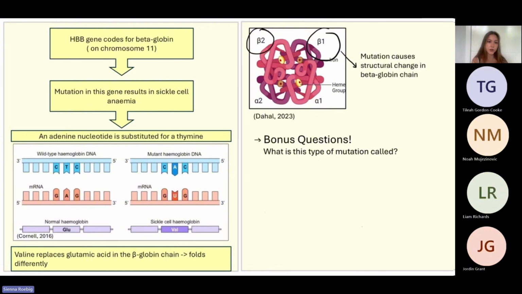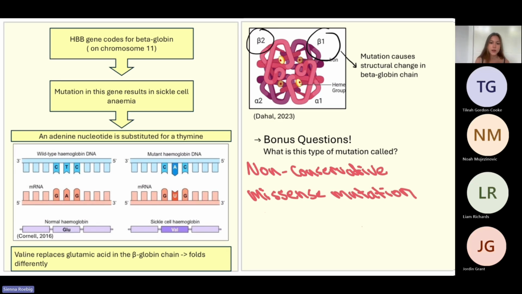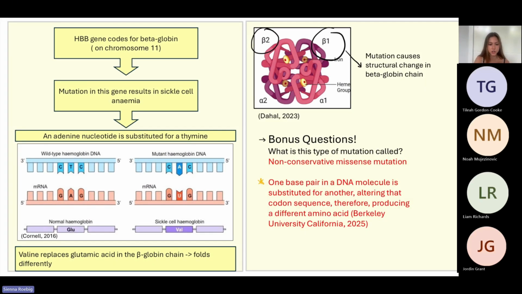The HBB gene that codes for the beta globin is on chromosome 11. In this mutation, an adenine nucleotide is substituted for a thymine, which produces valine instead of glutamic acid in the beta globin chain, causing it to fold differently. Bonus question, what is this type of mutation called? That's right, it's a non-conservative missense mutation.